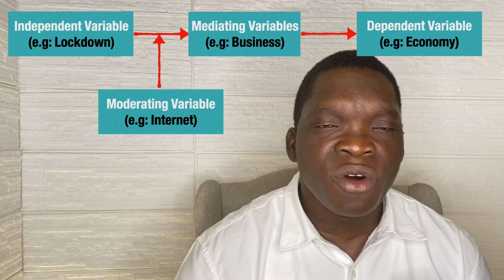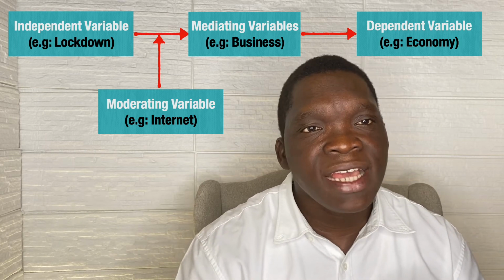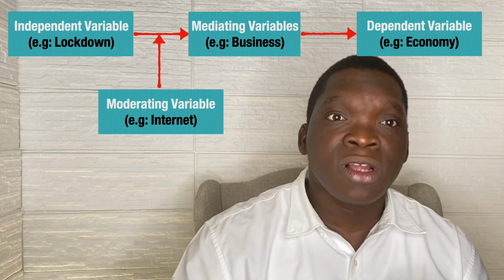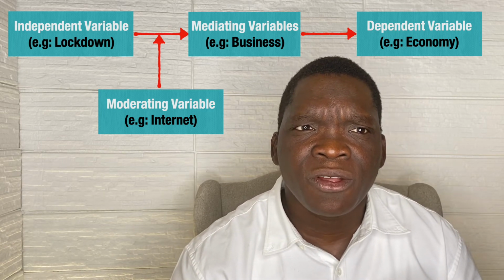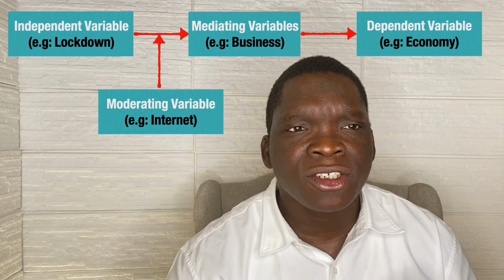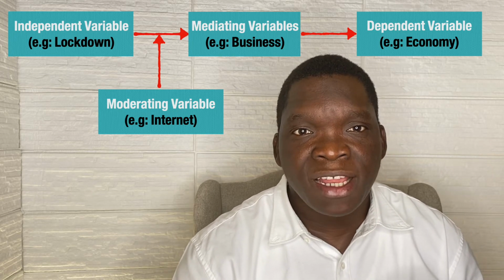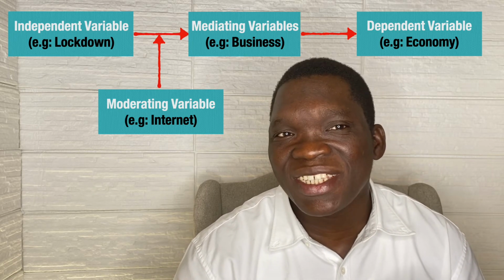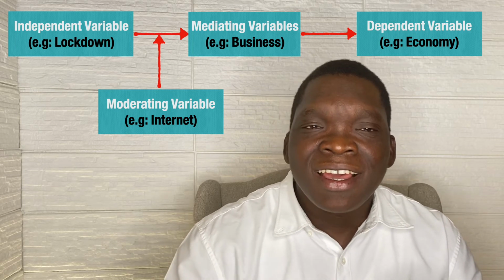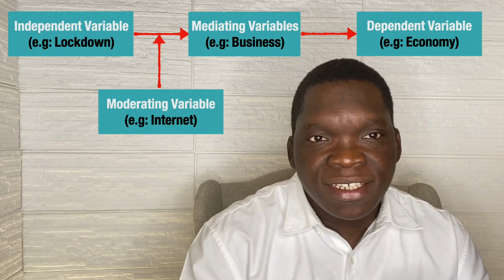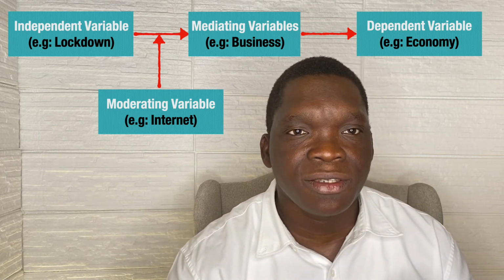Going back to the example of lockdown and business activity, we can say internet connection is a moderating variable. So lockdown obviously affects business activity. But let's say somebody has internet connection, right? Or digital technology, you run a digital business. So you are affected, but maybe not as much as someone that is not connected through the internet, isn't it? So then we can see that internet connection moderates the connection between lockdown and business activity.